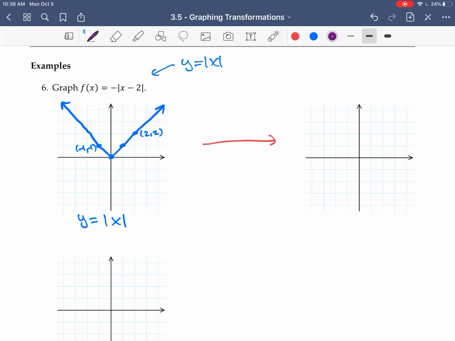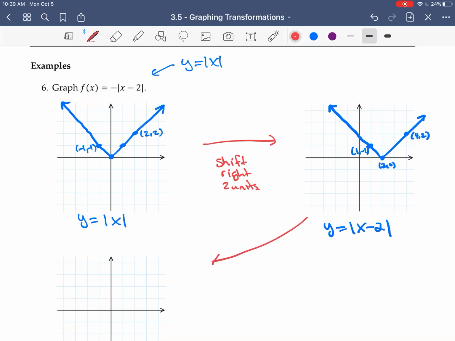Now I'm going to go this way. It wants me to do horizontal things first. The negative on the outside is a vertical thing, so I'm going to do the 2 first. My next function is going to be y equals absolute value of x minus 2. That's going to be a shift right 2 units, so I just move everything to the right. I'm going to get something like that. It's the same. This one now is 4, 2. This one is 2, 0. And then I have 1, -1.